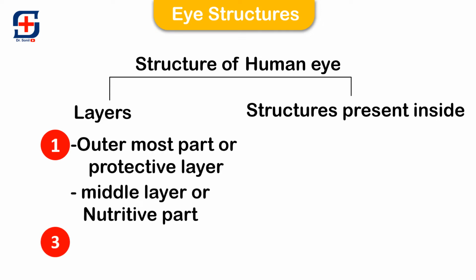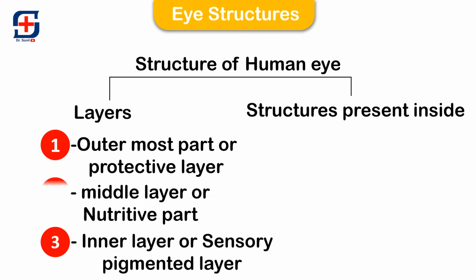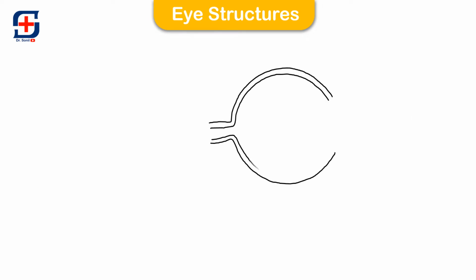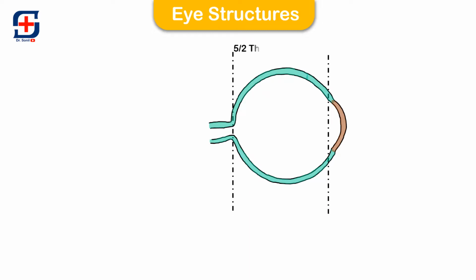Basically, it has three layers: the outermost protective layer, the middle layer or nutritive part, which provides nutrition, and the inner sensory pigmented layer. In this diagram, this total part is the outer layer, the posterior five-sixths from this portion to this portion. All of it is called the sclera, which is a very tight membrane. Here it is transparent, and this one-sixth part is called the cornea. So the outermost layer mostly consists of two parts, sclera and cornea, which protects the inner layers and lets the light come into the eyeball.